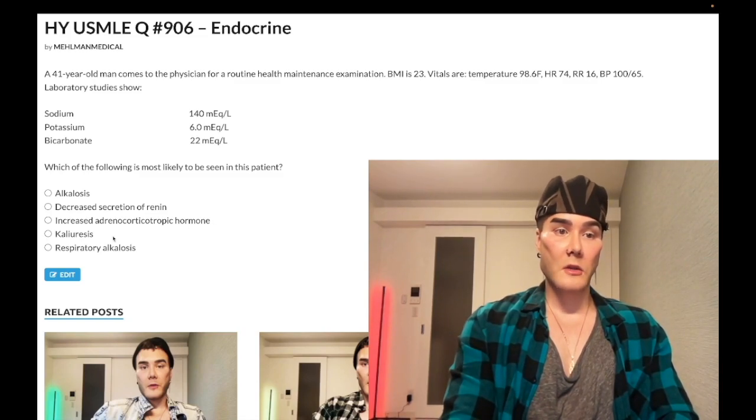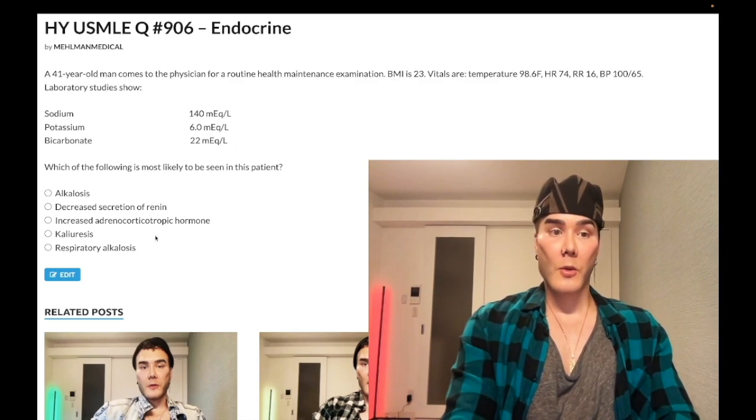Choice D, kaliuresis, wrong answer. Sophisticated way of saying increased potassium micturition, increased potassium in the urine. So clearly if our aldosterone is low in the setting of Addison disease, then we're going to have decreased secretion of potassium into the urine, which is why our potassium's high. Wrong answer.